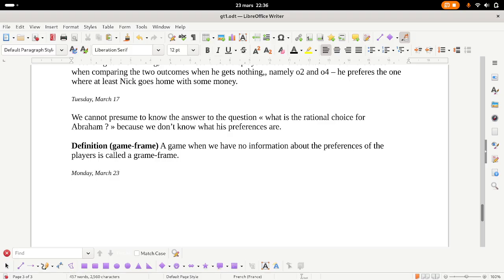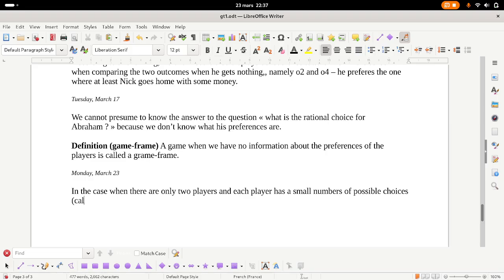We take a game frame. I will say in the case when there are only two players and each player has a small number of possible choices, and we call these choices strategies, we say that a game frame can be represented by means of a table.